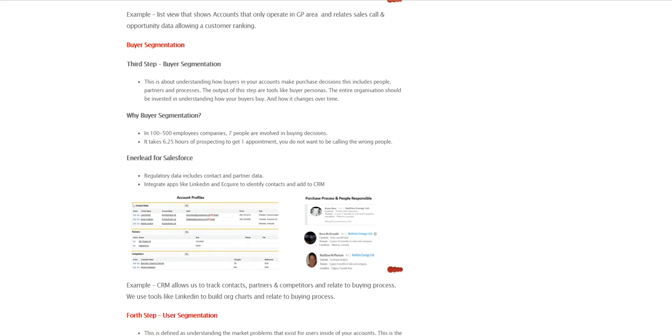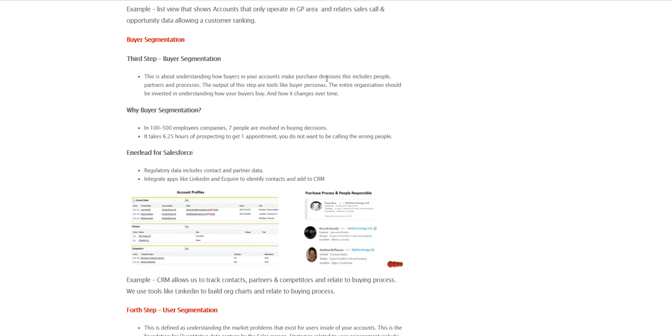The next one is buyer segmentation. Buyer segmentation is about understanding how buyers in your accounts make purchase decisions. This includes people, partners, and processes. The output steps are tools like buyer personas. So we want to really drill down on the buyers.